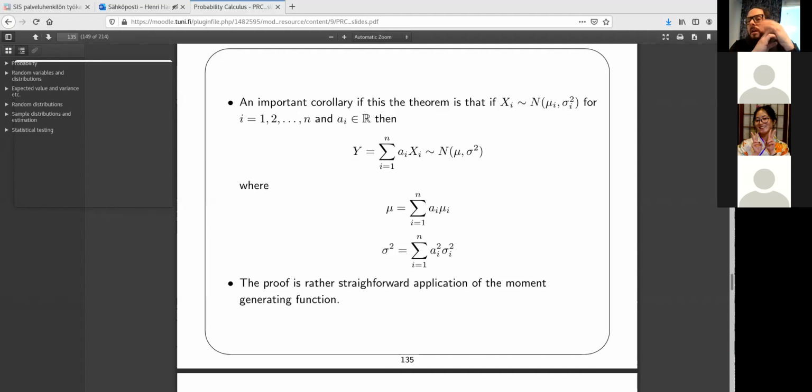Not going to go there and not expecting you to do this. I just want you to be aware of the sort of techniques that can be used to prove very difficult properties of these distributions.